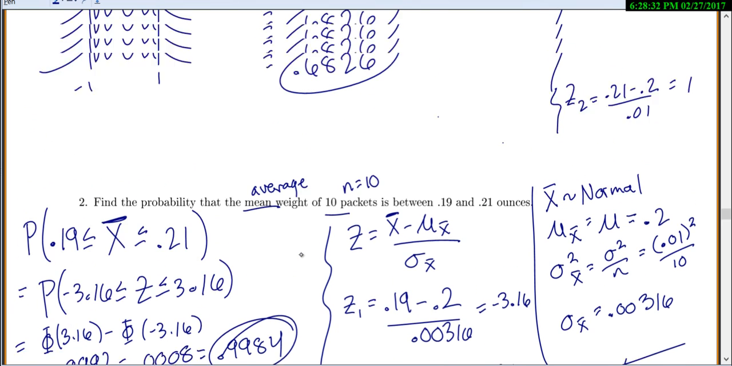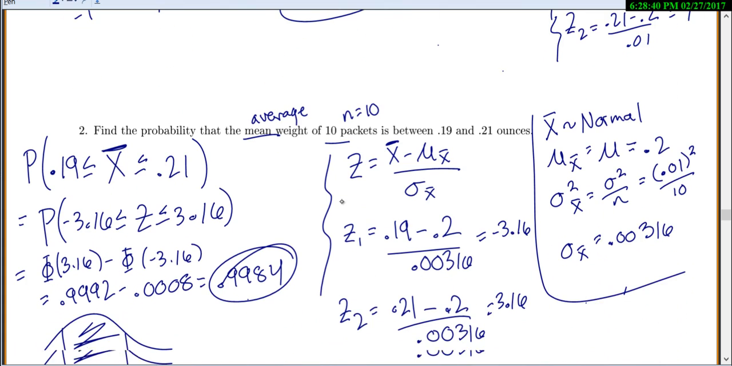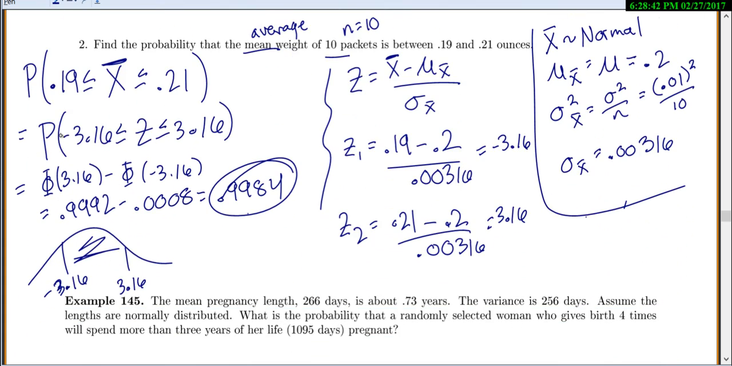So let's compare those two answers. The probability that one salt packet was between 0.19 and 0.21 is 68%. The probability that the average of 10 packets is between those same two numbers is 99%. So why is that? That's because we said up above we have less variance or less variability for averages, and so you're going to be closer to your mean.